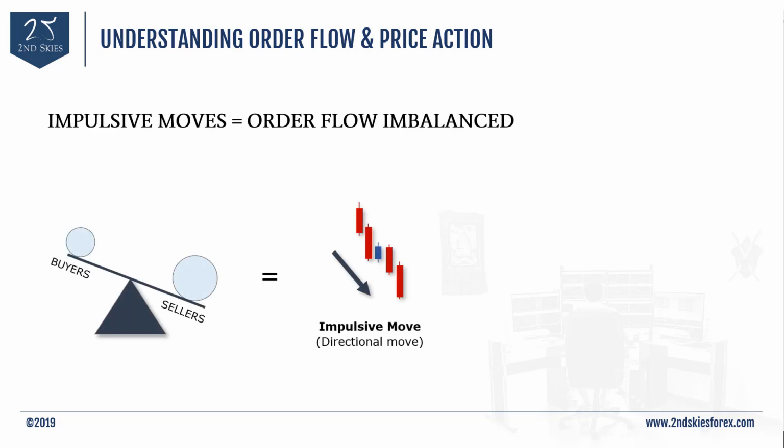Now, to further this description of an impulsive move, we're looking at a bearish impulsive move here. If you notice, most of the candles are of one color. They're closing towards the lows, and they're big candles, so it suggests a strong and directional impulsive move. The way to think about this in terms of order flow is that the sellers are in control. There are more sellers than there are buyers.